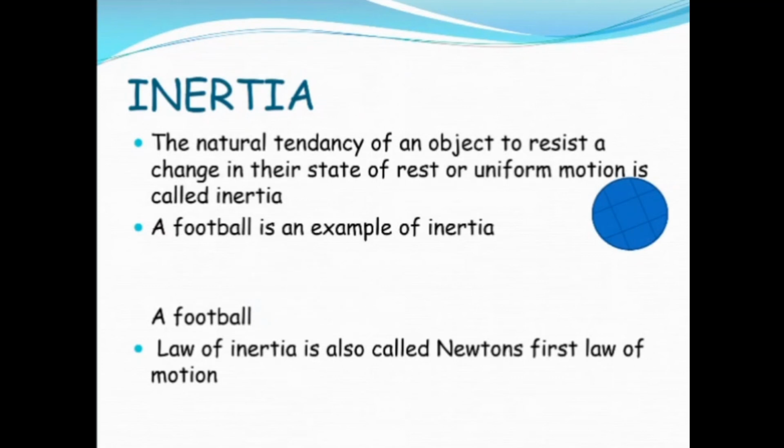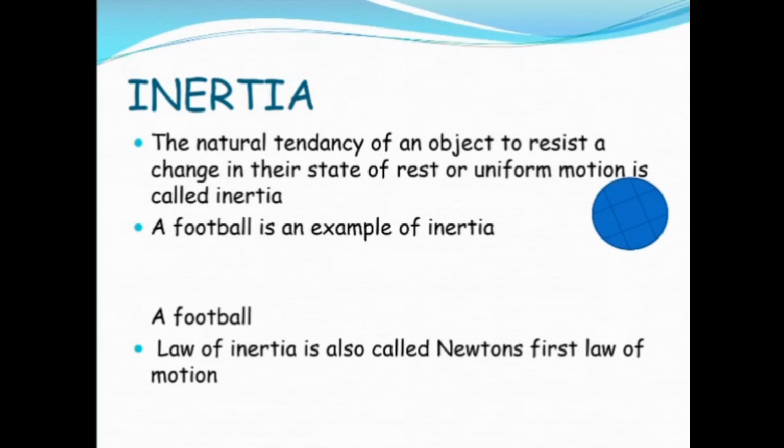Next, let's learn about inertia. The natural tendency of an object to resist a change in their state of rest or of uniform motion is called inertia. It is a natural tendency of any object to maintain and resist a change in their state of rest. If the object is in the state of rest, it will continue to be in the state of rest, and if the object is at uniform motion, it will continue to be at uniform motion. When this happens, it is called inertia. In simpler words, we can tell that inertia is also called laziness.